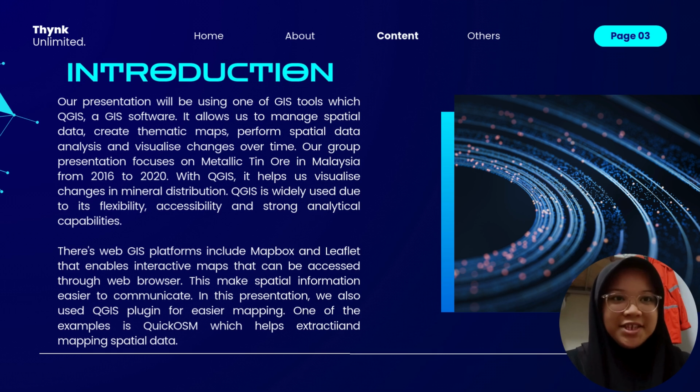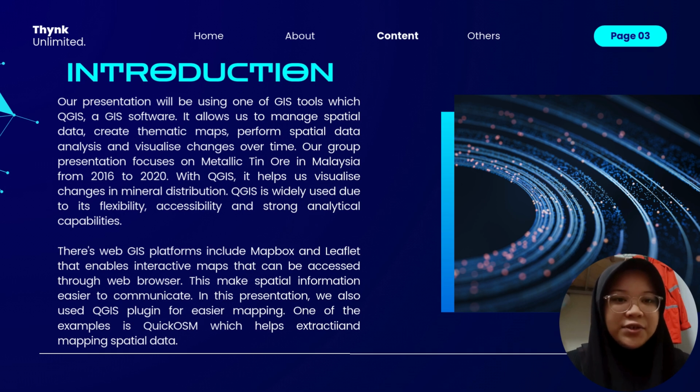So, in this presentation, we are using one of the GIS software which is QGIS. QGIS allows us as a user to manage spatial data, create thematic maps, perform spatial analysis, and visualize changes. Our group presentation will be about metallic tin ore in Malaysia for the year 2016 to 2020. So, the QGIS we will be using will help us to visualize changes in mineral distribution over time.